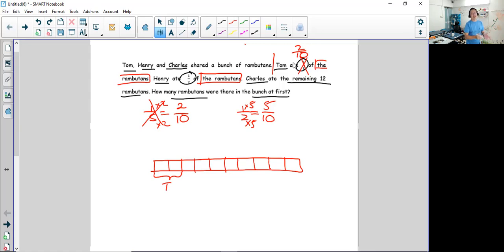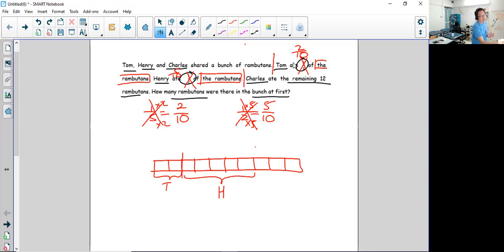And then what happened? Go to the next sentence and draw the next sentence. Tom ate half, which is 5/10. So how do you continue to build your model? You label 5 boxes for Henry, right? Henry, not Tom, Henry. So Henry ate 5 boxes of the rambutans. So label. And then go to the next sentence, Charles ate the remaining.